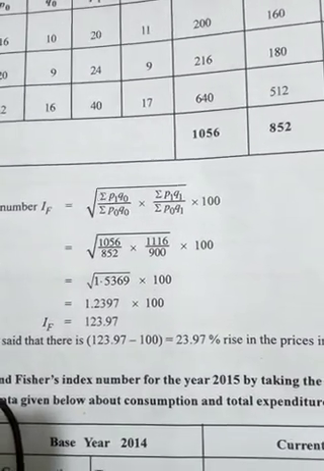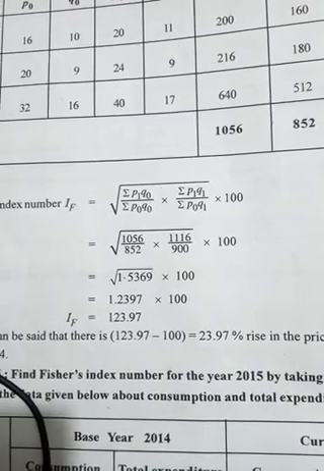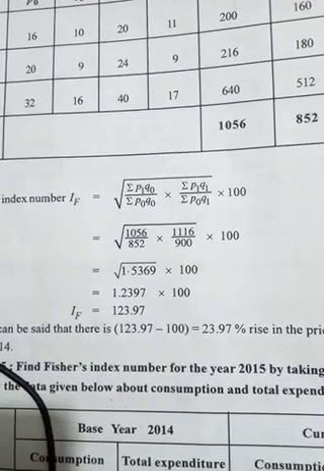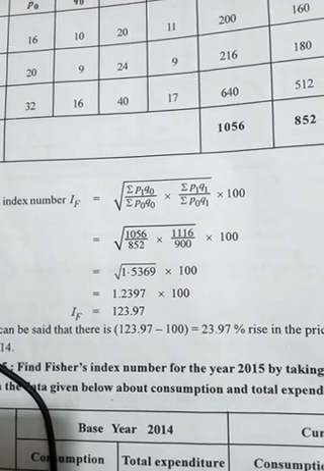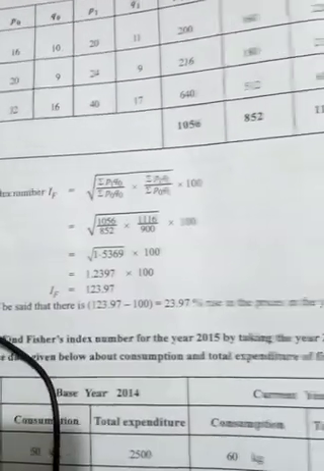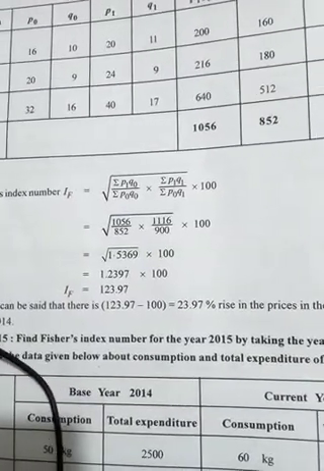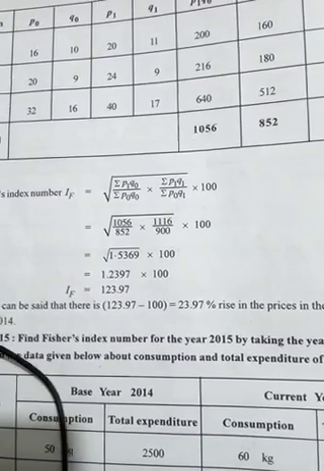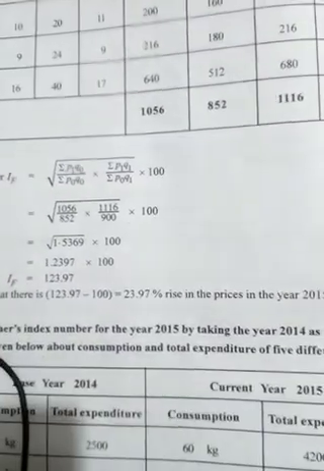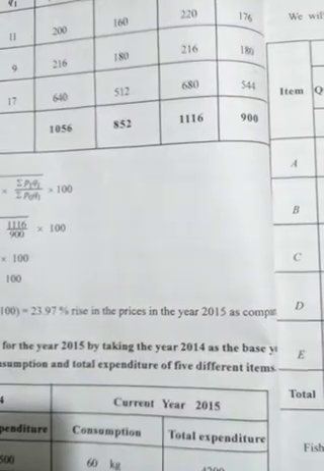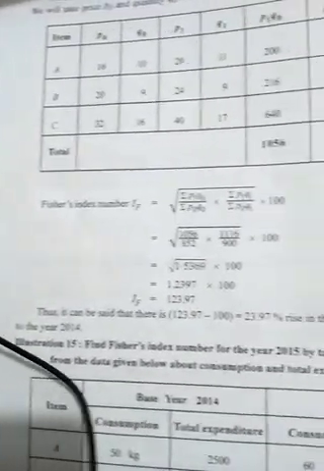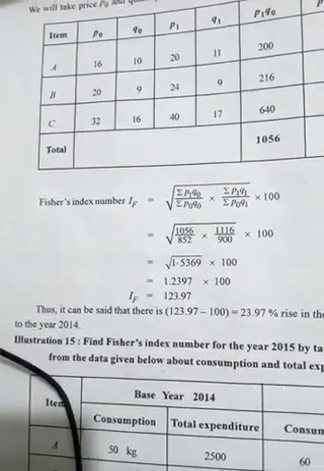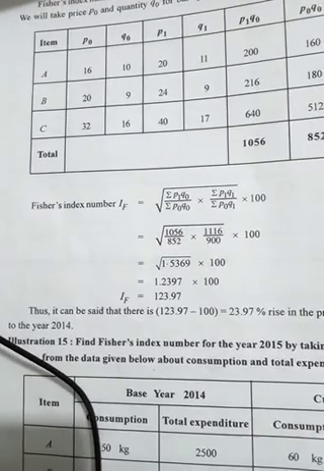All these figures you have to pick up and apply in the equation, and you will get the answer as 123.97. Again, the base year index number, that is 100, is subtracted, so 23.97 is the rise in the prices in the year 2015 as compared to 2014. That is the final answer. You have to write that if it is asked as part of the question.